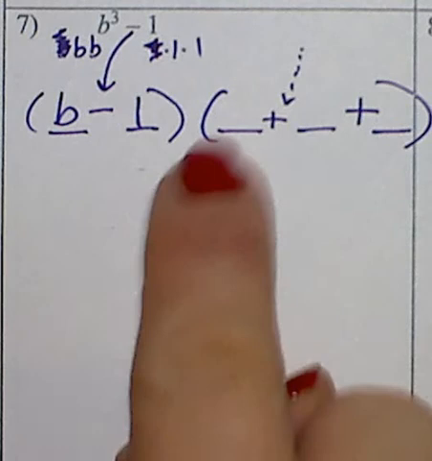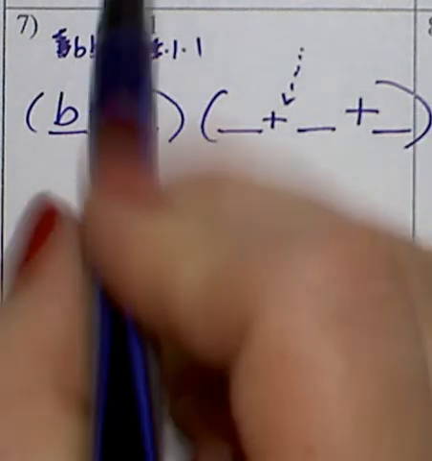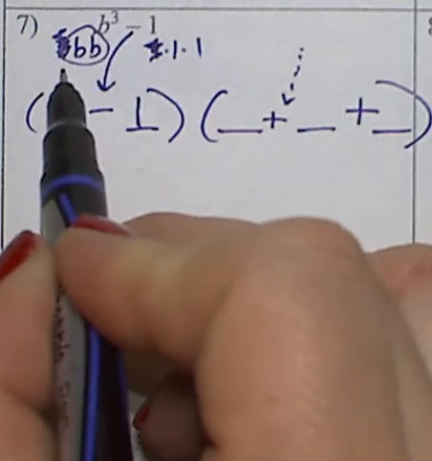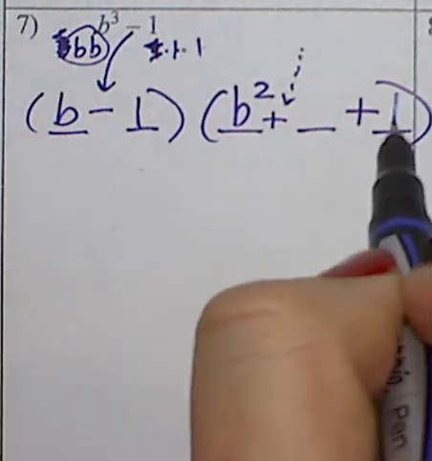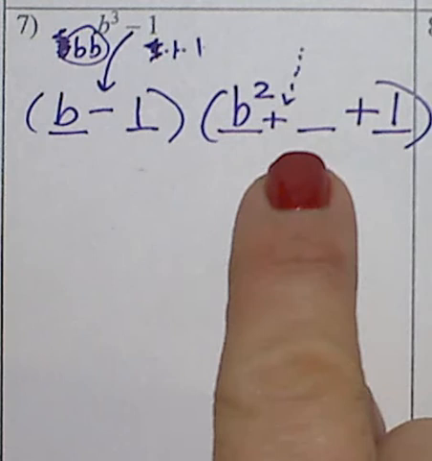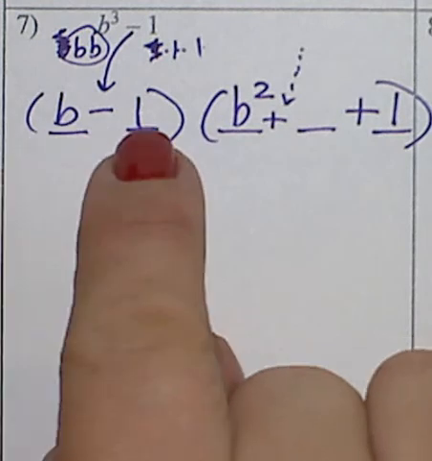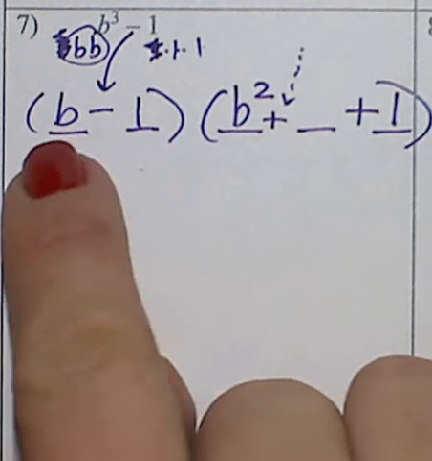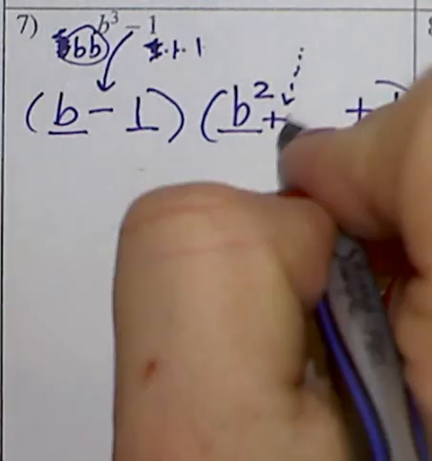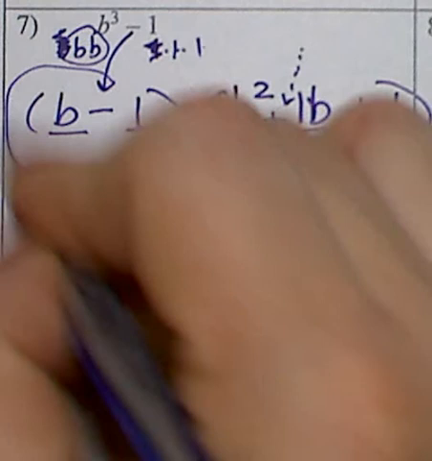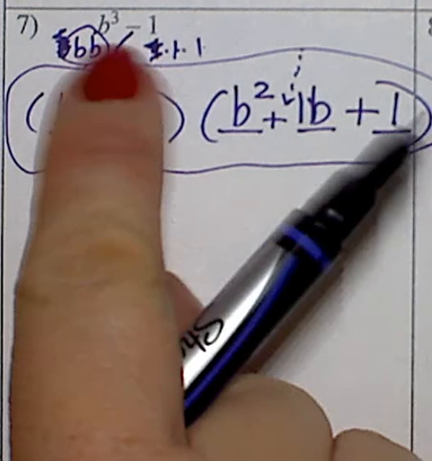So how do I come up with these 3 terms? You have 2 b's left. B times b is b squared. 1 times 1 is 1. This middle term is achieved by multiplying these 2 terms. Don't worry about the positives or negatives. You've already done that. So b times 1 is 1b. This is the factored form of this expression.